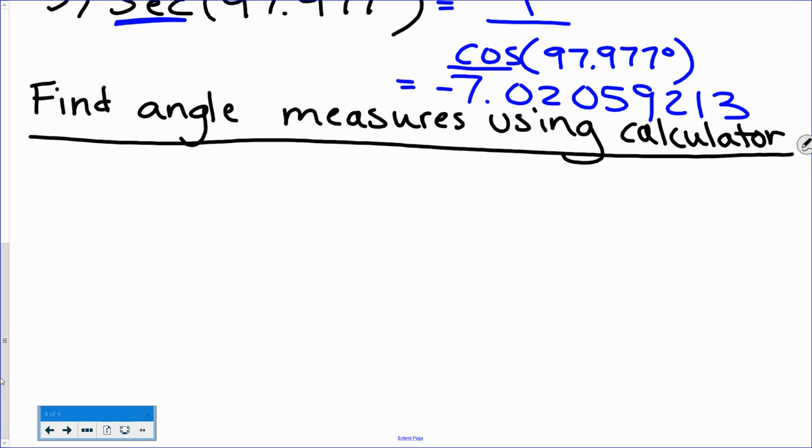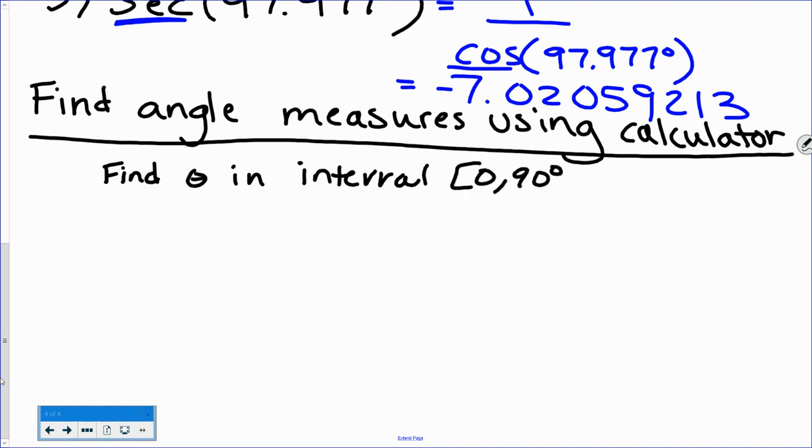All right, so if you're given something like this, it may also have directions that would say find theta in the interval 0 to 90 degrees. It's just saying that there's only going to be one angle there. If it asks for further than that, it makes it more complicated. We don't get into that in here. In the trig elective, we'll make it more complicated.